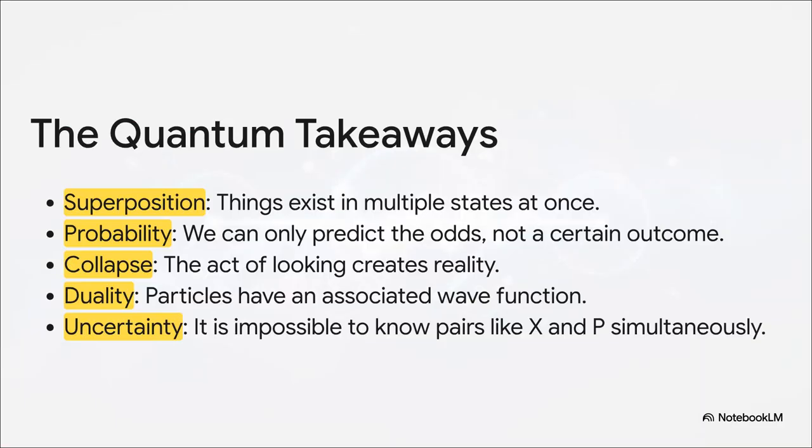So at the end of the day, the game has completely changed. We now know things can be in many states at once. That's superposition. We've learned we can never be certain about an outcome. We can only talk about the odds. That's probability. And we know that the simple act of looking forces reality to pick a side. That's collapse. And of course, all of this leads to other famous ideas like wave-particle duality and the uncertainty principle, which basically says you can't know everything perfectly all at once.